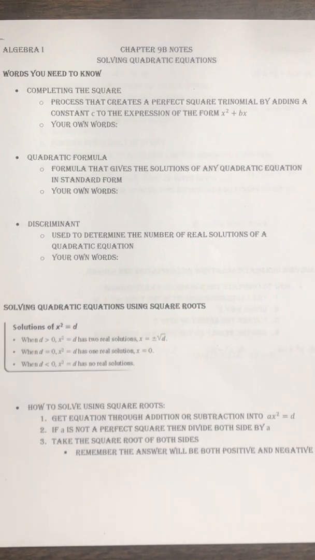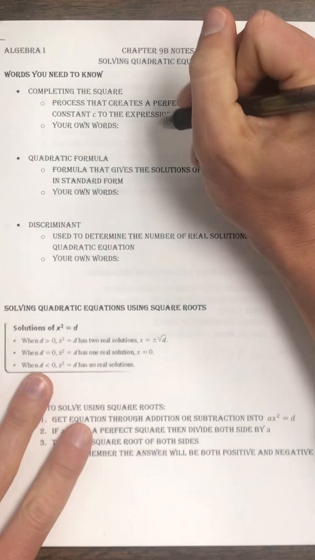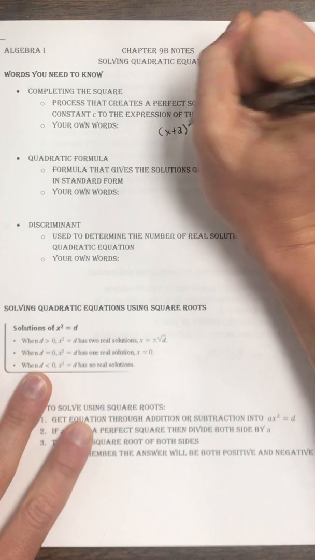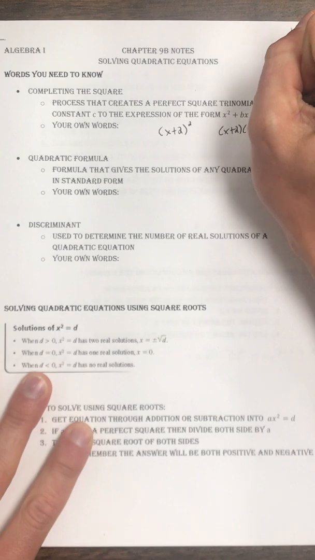Before we really jump into it, I want to address 3 terms that you're going to hear throughout this chapter. The first one is called completing the square. As you can see on your paper, this is a process that creates a perfect square trinomial. Now remember, perfect square trinomials are polynomials that can be factored where they really only have one factor that's being squared by itself. So it would look something like x plus 2 squared, which means the same thing as x plus 2 times x plus 2.